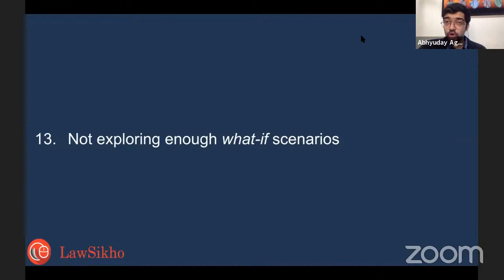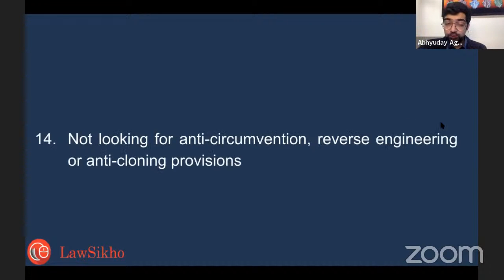What happens if he's got 3 ducks in a row and his ad comes after he just got out? The advertiser is going to think that, and they're going to say, then we are going to pay you a lesser fee. So this is mischief, complete mischief protection. Not looking for anti-circumvention clauses, reverse engineering, or anti-cloning provisions.